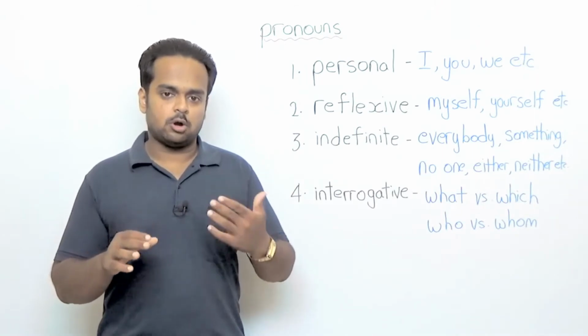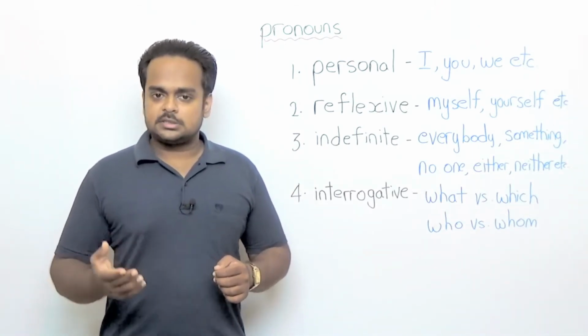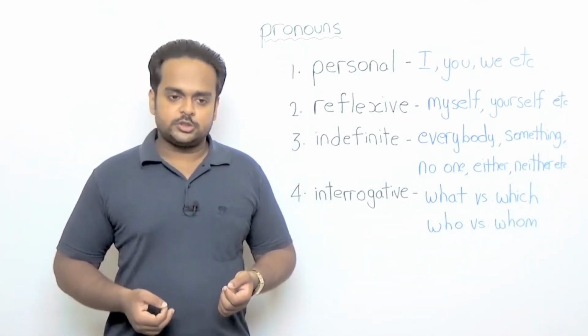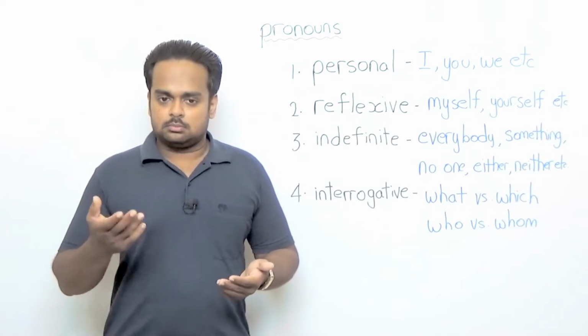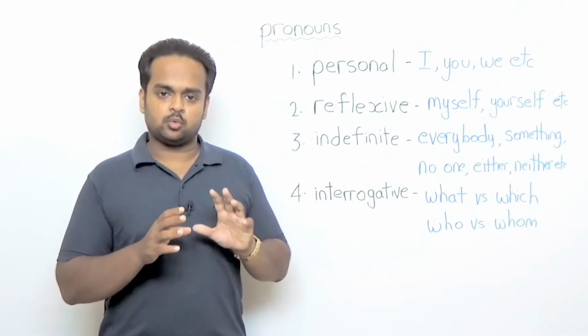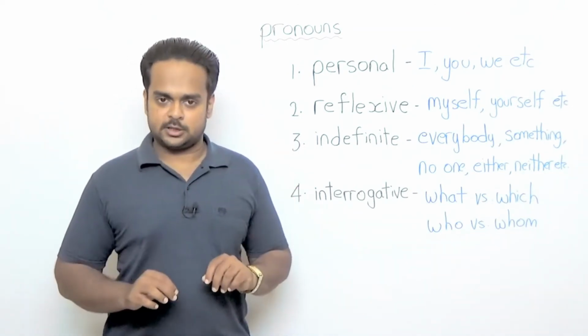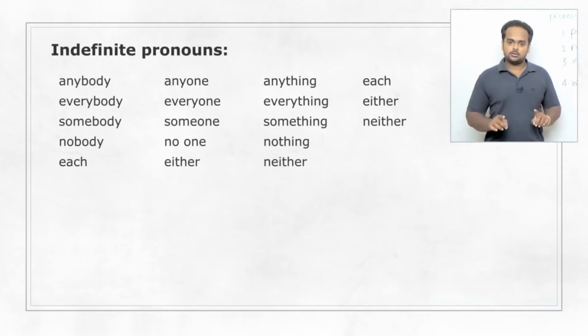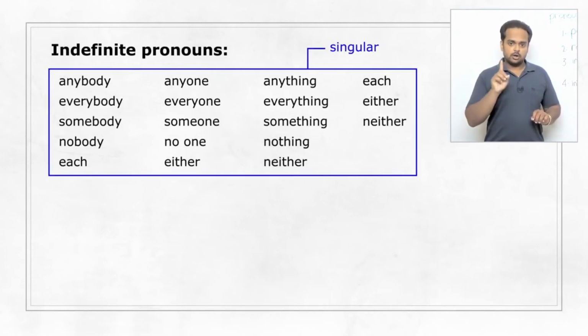What do you understand by the word indefinite? It means something like not definite, not sure. And these are words like everybody, someone, something, anything, either, neither. These are indefinite because they don't refer to a particular person or a particular thing. Now the important point here is that all the indefinite pronouns that you see on the screen are singular pronouns. That means with all of them, you have to use singular verbs in the present tense.